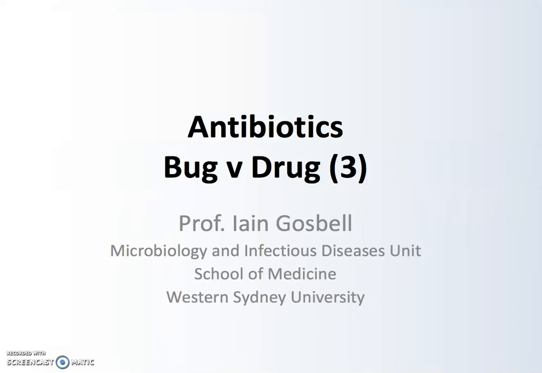This is the third and final lecture in the series about antibiotics, bug versus drug, where we talk about the non-beta-lactam antibiotics. So in considering the non-beta-lactams, it's useful to consider them as in two groups: the injection-only non-beta-lactams, which are the glycopeptides and aminoglycosides, and the ones that are available as oral and usually IV formulations as well, which include ciprofloxacin and other quinolones, clindamycin, azithromycin, cotrimoxazole, and doxycycline.